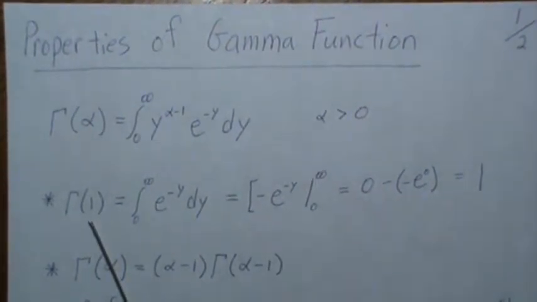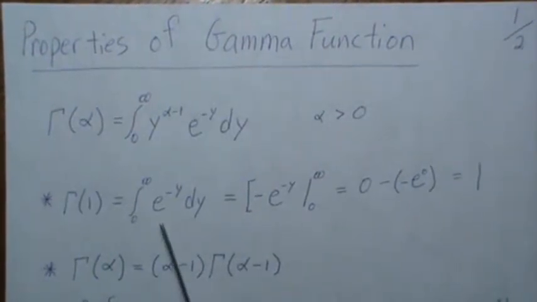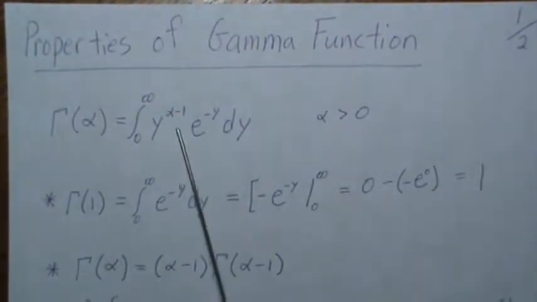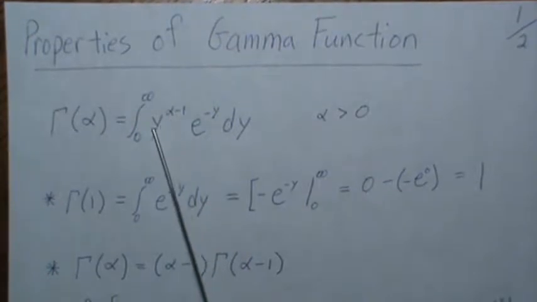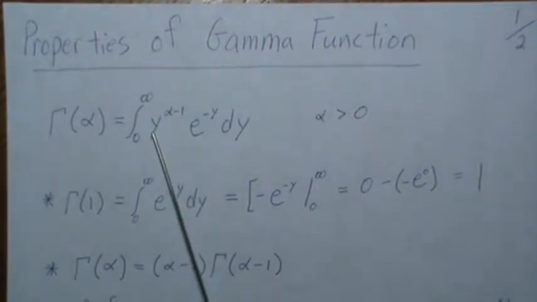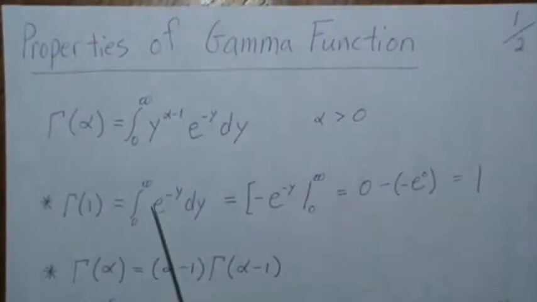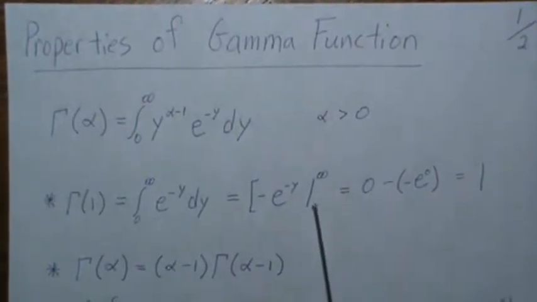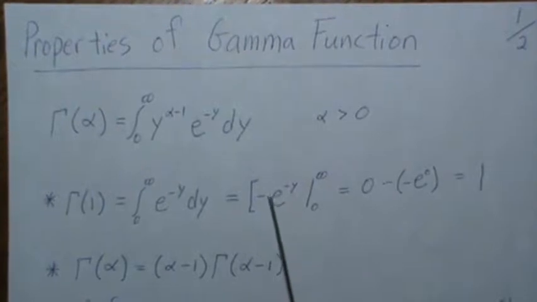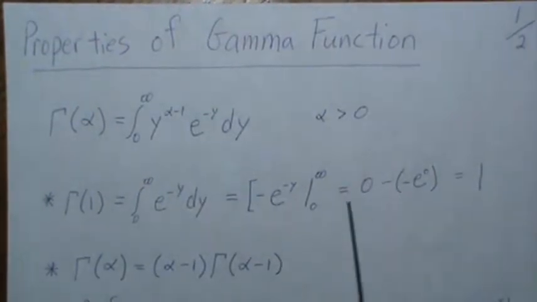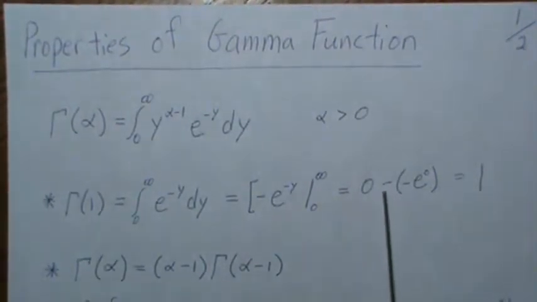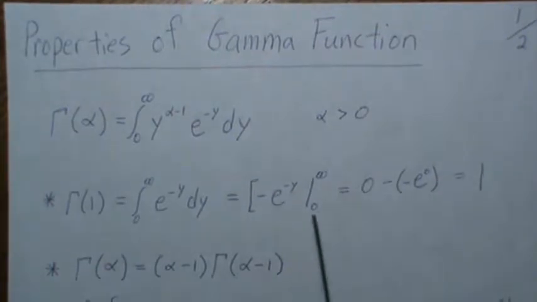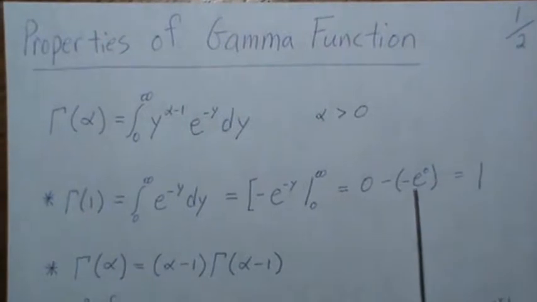Gamma of 1 is 1, and this is how you prove it. So you put in 1 here and you get 0, and y to the 0 is 1, so it goes away. Integrate this, you get minus e to the minus y. You substitute in these limits. When you substitute it in, it goes to 0. Then it's minus this with y substituted in, and you get 1. So minus a minus 1 is 1.